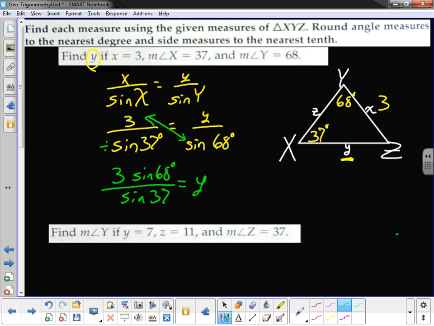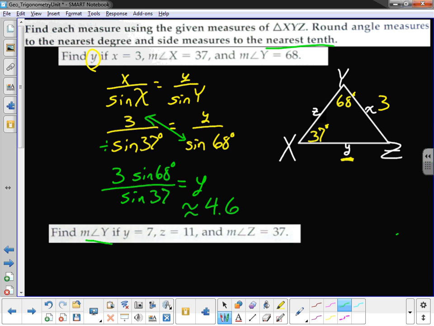So 3 sine of 68 divided by the sine of 37 gets me around 4.6219 on and on, but it said to round it to the nearest tenth. So side y is about 4.6. Now, let's look at the next one.